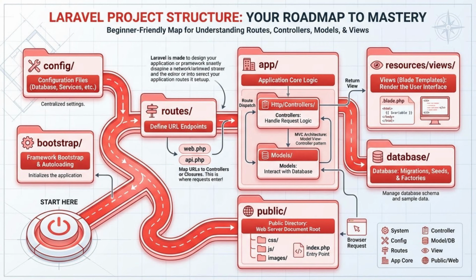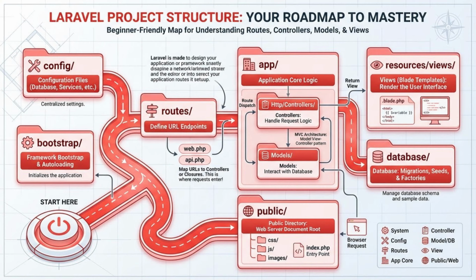Every Laravel application begins when a browser sends a request. This request eventually reaches Laravel's internal engine, which processes it through a well-organized structure. Think of this flow as the blueprint of a house. When you understand how each part connects, everything becomes easier to build.